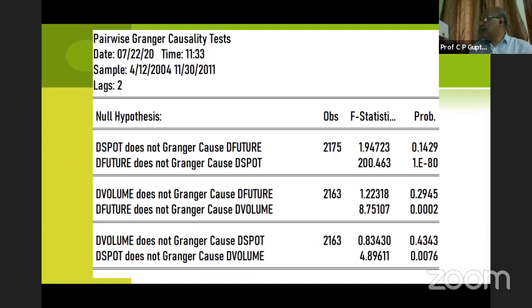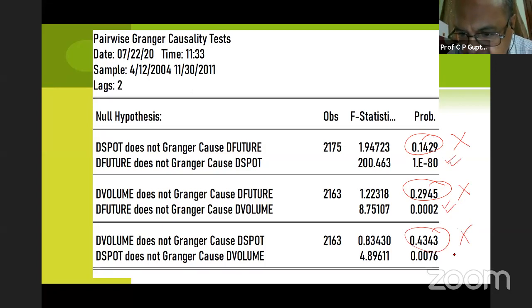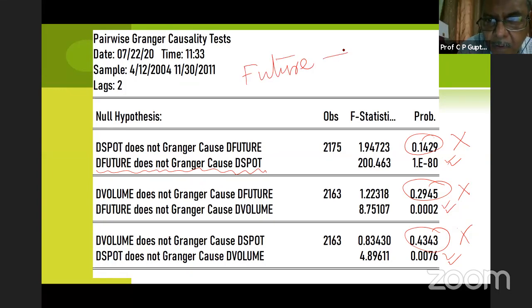Right, now you can see it clearly. Okay, look at this, not rejected. Look at this, not rejected. Look at this, not rejected. Accepted, accepted, accepted. What does it mean? D future does not Granger cause spot. That means future is Granger causing spot, but not the other way around, if you see here.